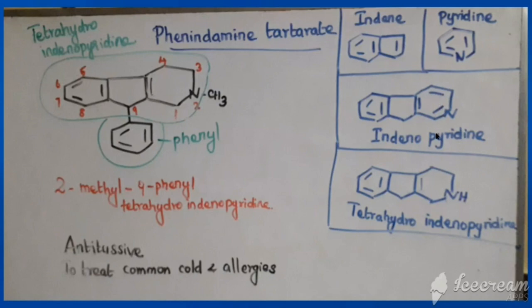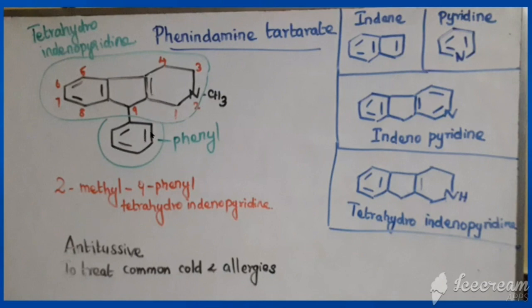So for two bonds, four hydrogens we have to add. That's why it is called tetrahydroindenopyridine. So that would be the basic one for here. What is that? That is called tetrahydroindenopyridine. In that the numbering would be starting from here: 1, 2, 3, 4, 5, 6, 7, 8 and 9. So in the second position, methyl would be attached, and in ninth position, phenyl would be attached.